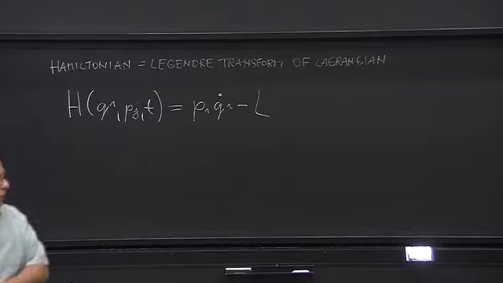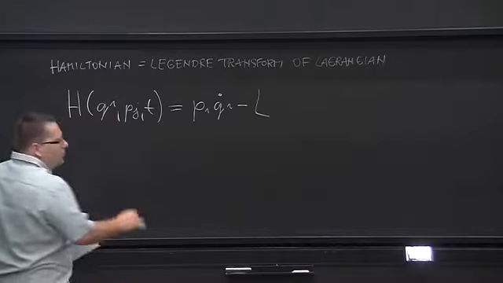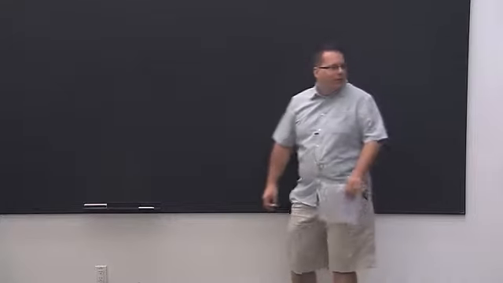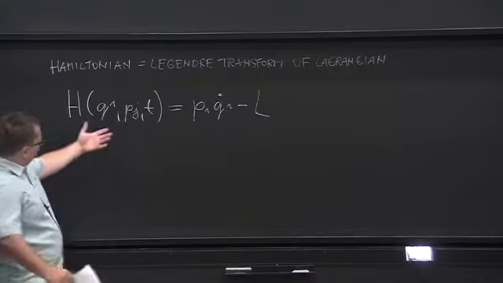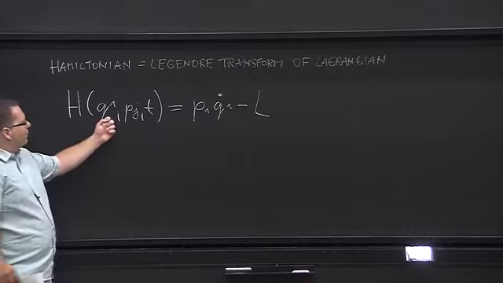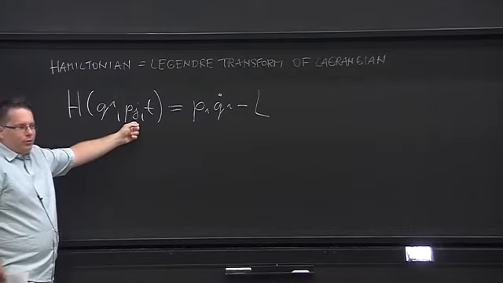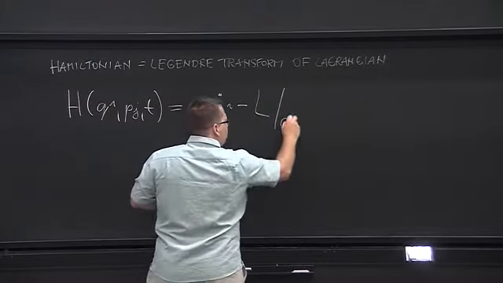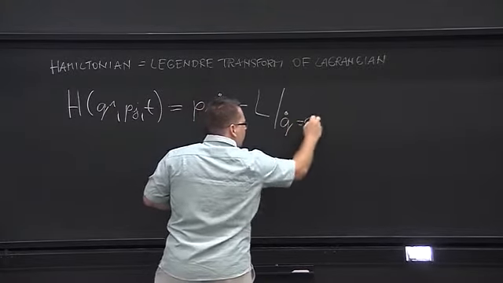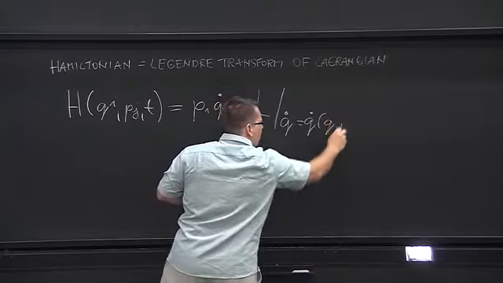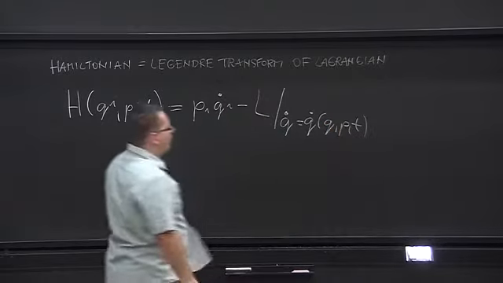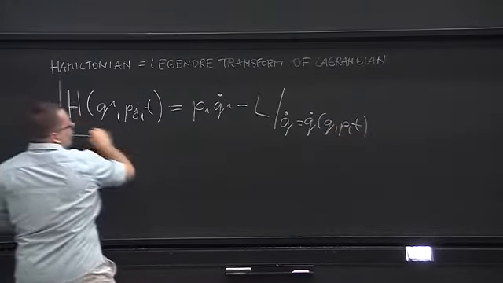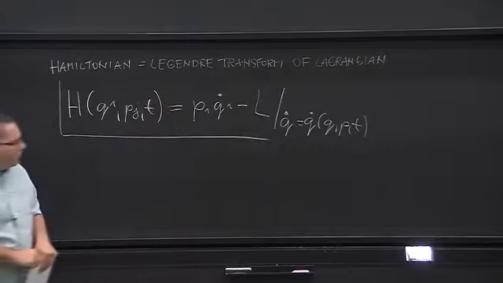But of course, the Lagrangian is a function of Q, Q dot, and T. You have to evaluate the right-hand side in terms of Q and P instead of Q dot. So what you have to do in the end is plug in that Q dot is a function of Q, P, and T. This is how you really get the Hamiltonian.